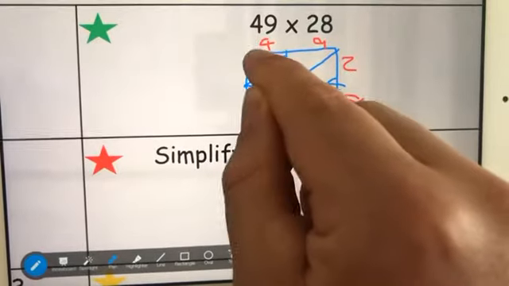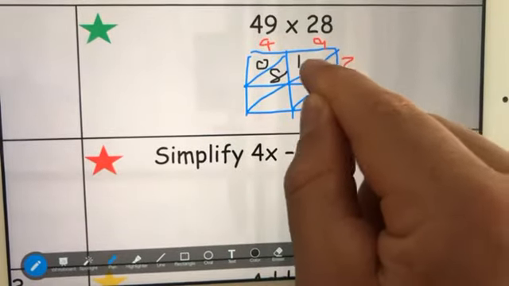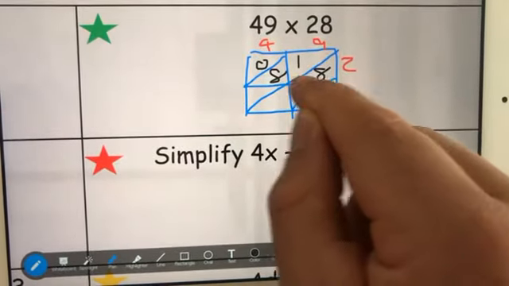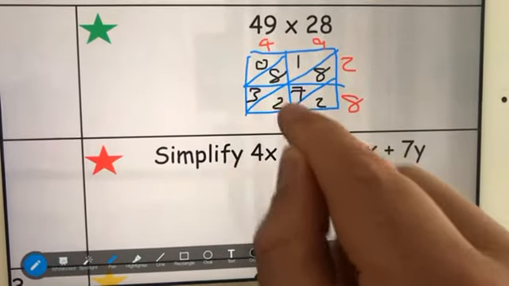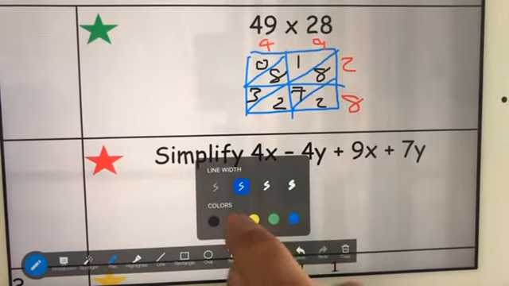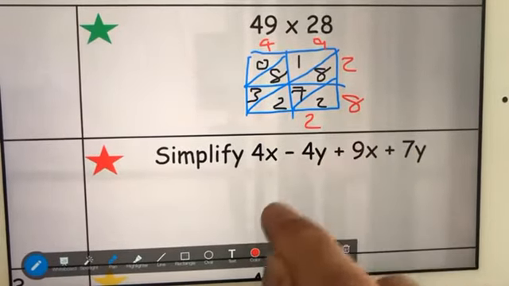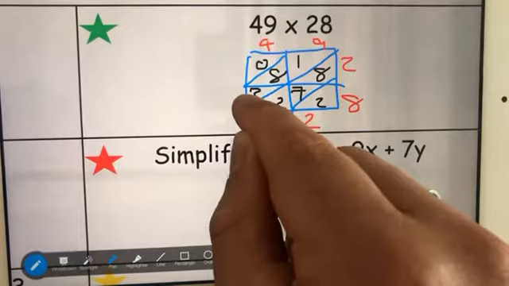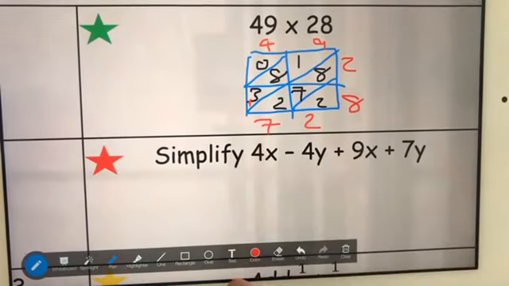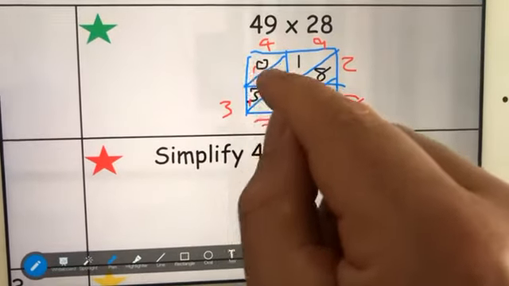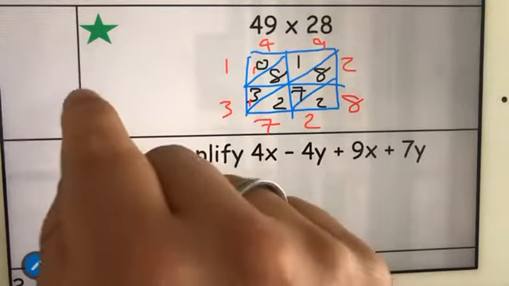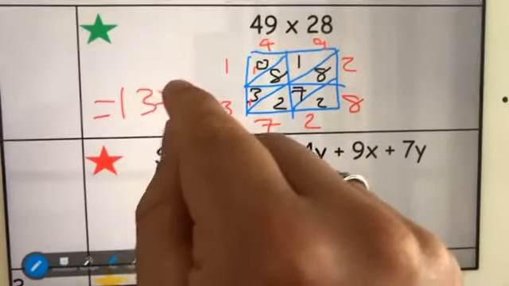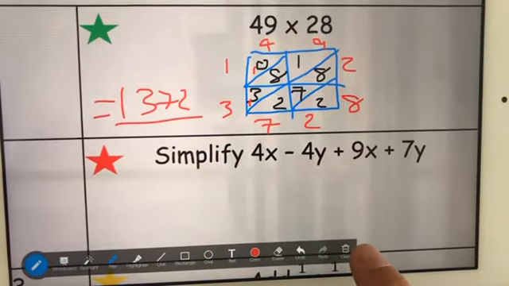4 times 2 is 8. 9 times 2 is 18. 9 times 8 is 72. And 8 times 4 is 32. Once you're there, I'm just going to add up the bits on the inside. I got 2 on the first one. Then I've got 2, a 7, and 8, which makes 17. Then I've got a 1, a 3, an 8 and a 1, which makes 13. And a 1 and a 0 is just 1. So my answer is 1,372. 3 points.